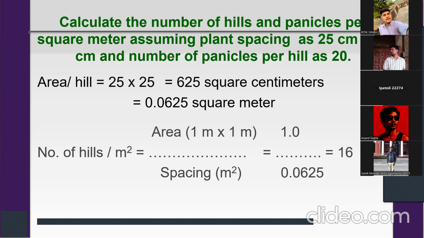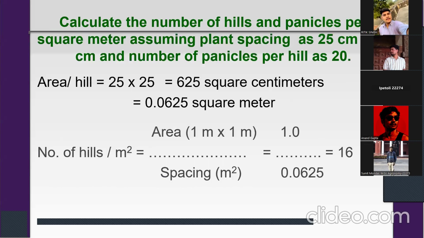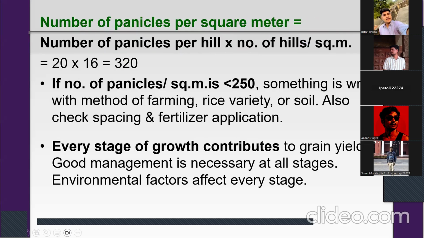1,60,000. So this is a simple calculation. Number of panicles per hill into number of hills per square meter. Now we are dealing with the number of hills there. So in our problem, you can see that one hill will produce 20 panicles. So then how many panicles will be there in 1 meter square?